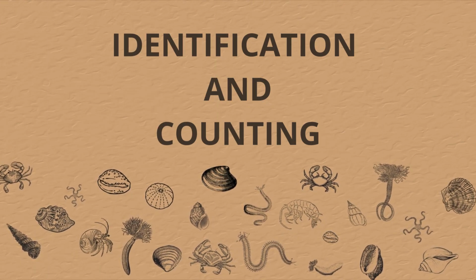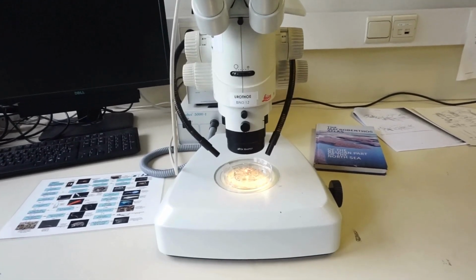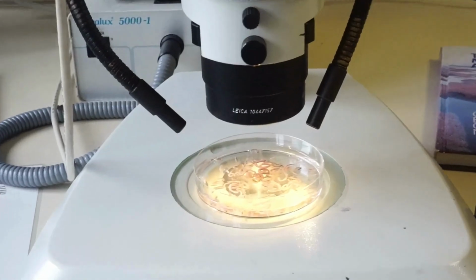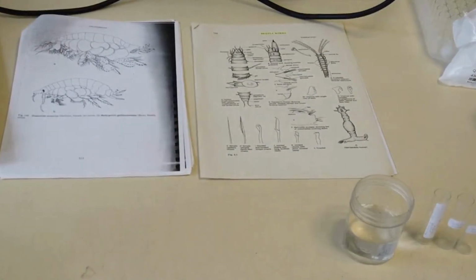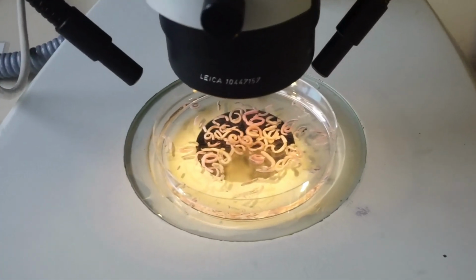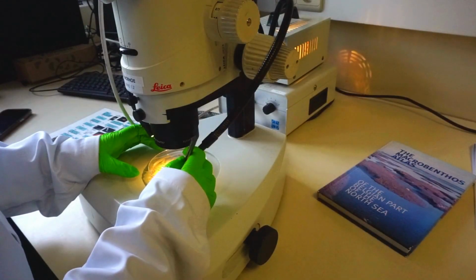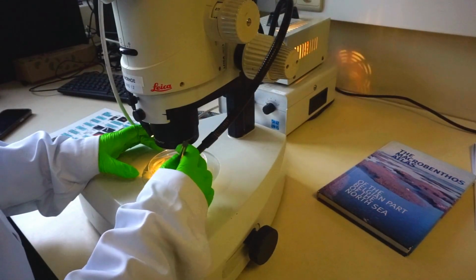Identification and counting. The organisms are examined under the stereomicroscope to be identified. Taxa should be determined to the lowest possible level using taxonomic guides. Only complete macrofauna individuals should be included during counting. Open shells of bivalves as well as damaged bodies of polychaetes, oligochaetes, and others are discarded.